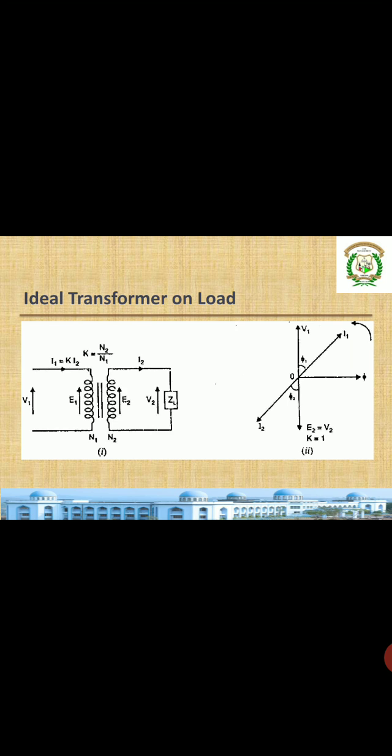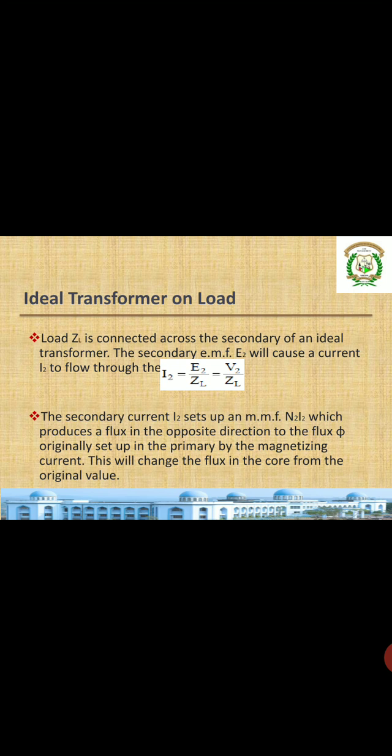As you know from the previous video, an ideal transformer means there is no winding resistance, no leakage reactance, no losses. The same thing I have shown here. The only difference is that a load ZL is connected to the secondary side, where V2 is the terminal voltage. The second figure shows the phasor diagram. First we will see how it acts. Load ZL is connected across the secondary of an ideal transformer. The secondary EMF E2 will cause a current I2 to flow through the load ZL.